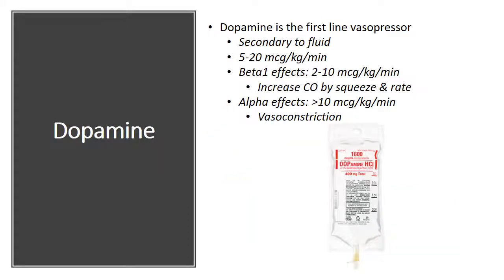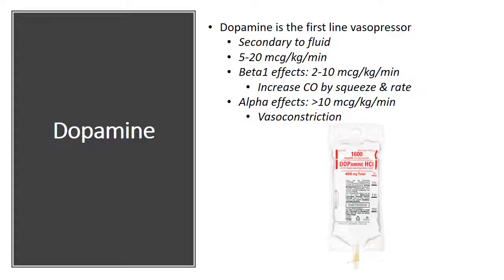Dopamine is going to be the first-line vasopressor, which is going to be secondary to fluid challenges. So if those fluid challenges aren't increasing that cardiac output, they need to go to a pressor, and dopamine is going to be the choice. So the dose for that, it depends. It's by physician order of 5 to 20 micrograms per kilogram per minute.